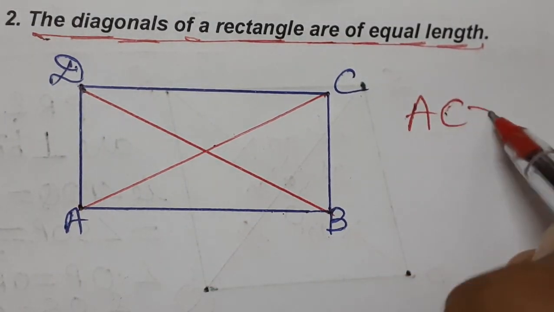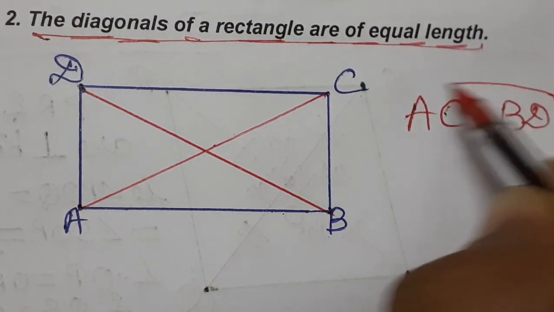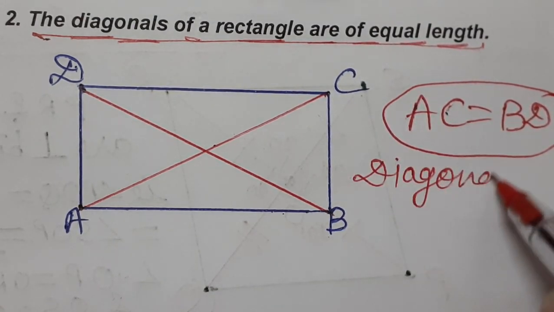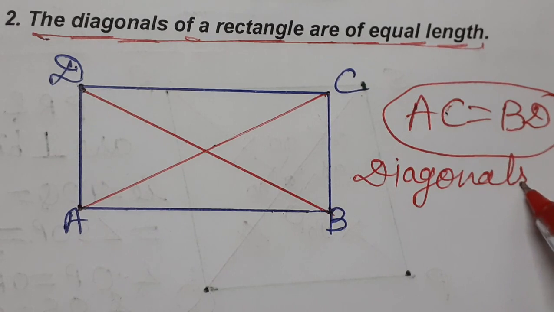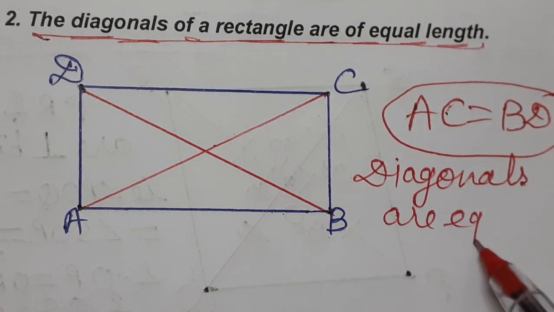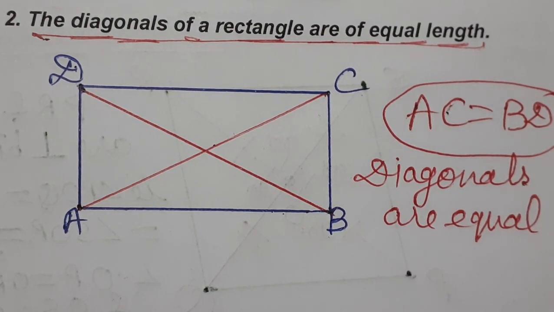So AC equals BD. Diagonals are equal. This makes a rectangle a special parallelogram. Diagonals are equal. Clear, children? So our two special parallelograms are over. First one is rhombus, second one rectangle. Now we study the third and very important one, and that is square. So let us study square.